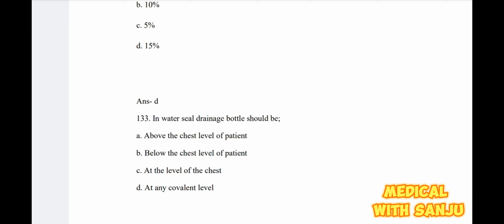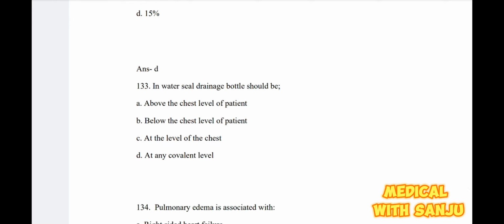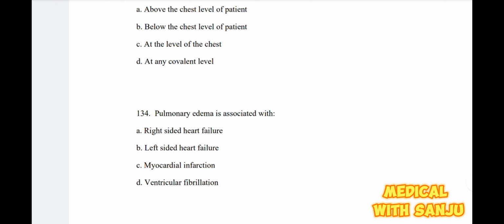Question number 134. Pulmonary edema is associated with option A right sided heart failure, option B left sided heart failure, option C myocardial infarction, and option D ventricular fibrillation.